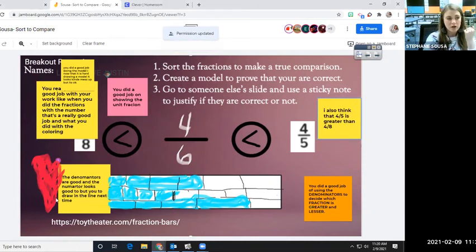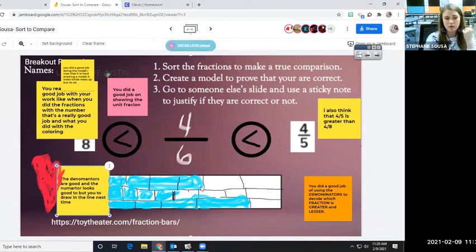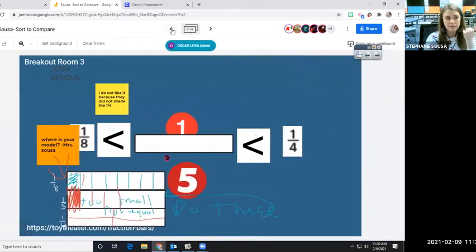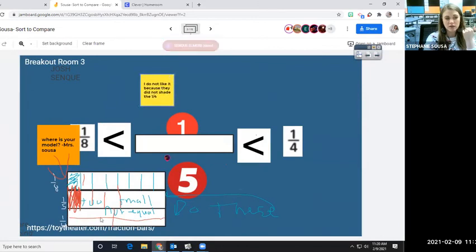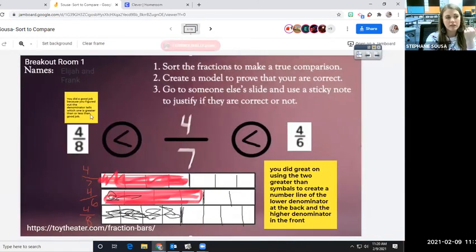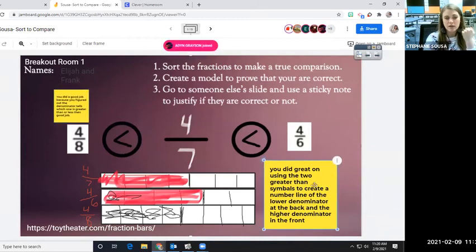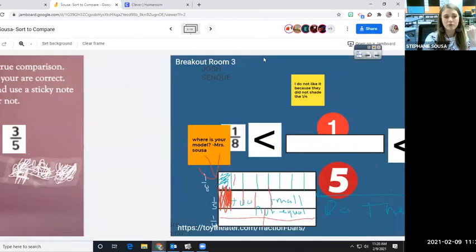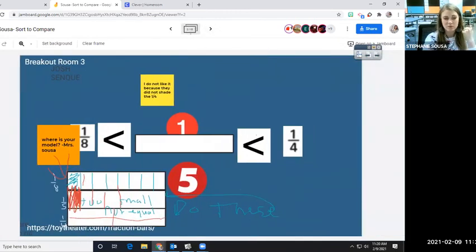I like this here. Someone said you did a nice job with the numerator and denominator, but next time draw a better line. So their model is a little bit confusing. Saw over here, you didn't shade the fraction. Someone said, hey, you didn't shade the 1/4. That's a problem. Good vocabulary of shade. Over here, you did a nice job because you figured out the denominator tells you which is greater or lesser. You did great using the symbols. That's a math vocabulary word to create the lower denominator. Good. Math vocabulary in our explanations, people. That's what we're looking for.